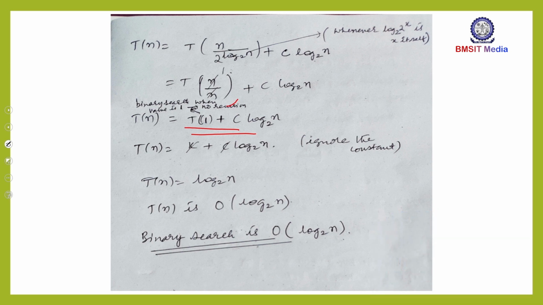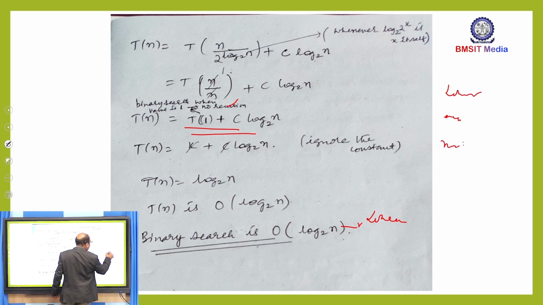This is nothing but the linear value. There is a difference between a linear value and an exponential value. For example, if you take n is equal to 5, for linear, n is equal to 5 only.